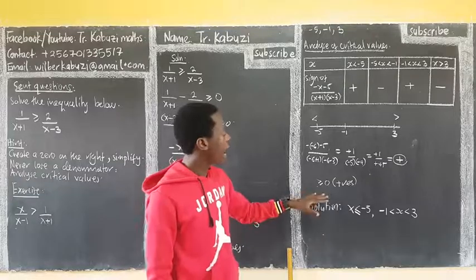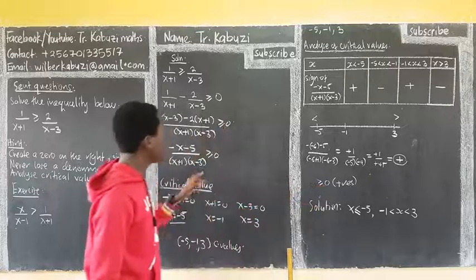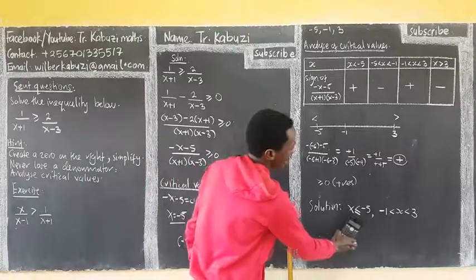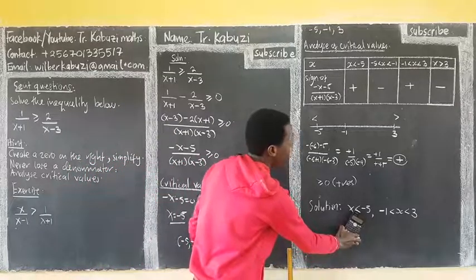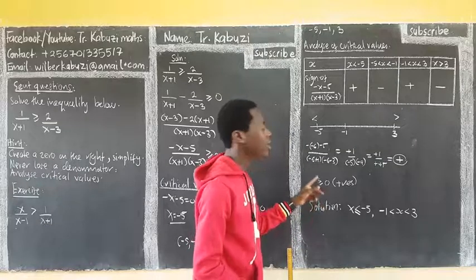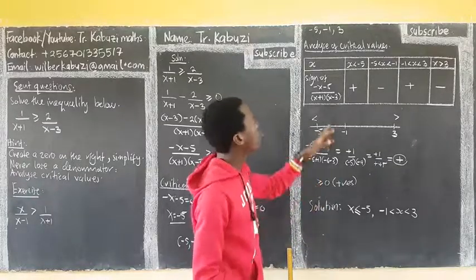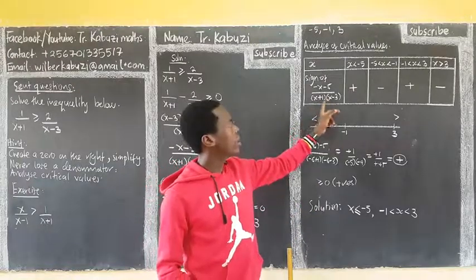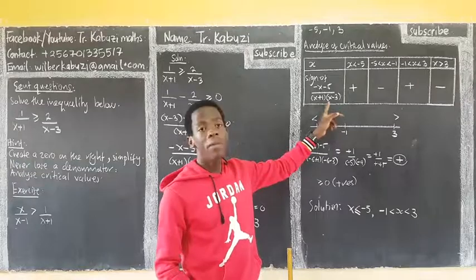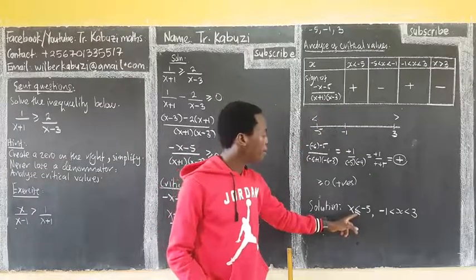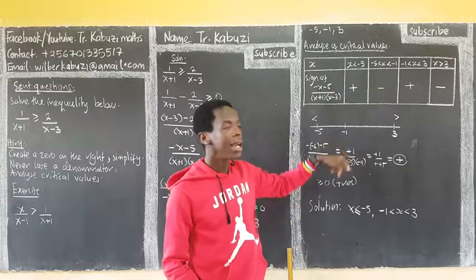Now, if my inequality here was just greater than, then my answers would have been those ones. The moment you see it's greater than or equal to, whenever you see any critical value coming from the denominator, you don't put an equal sign. Because this one was from the numerator, that's why I'm putting it.